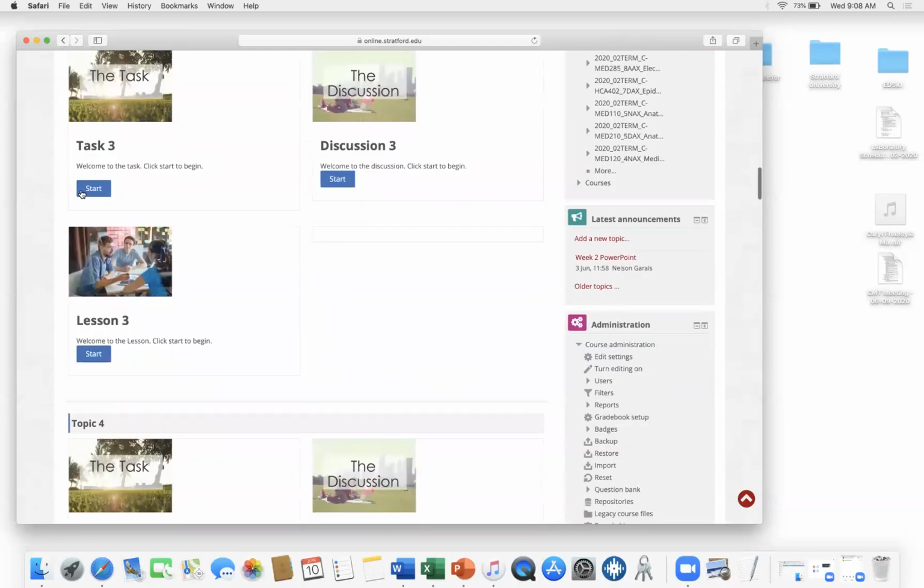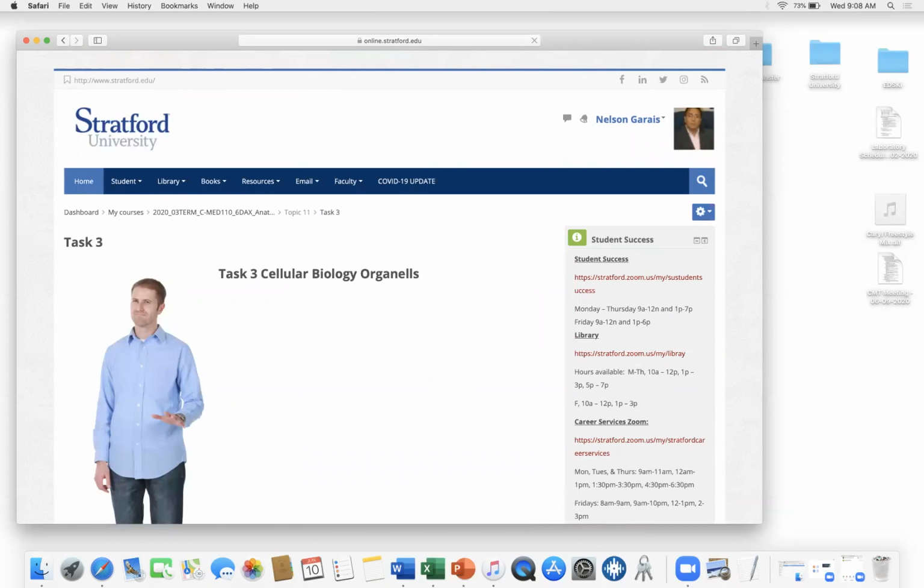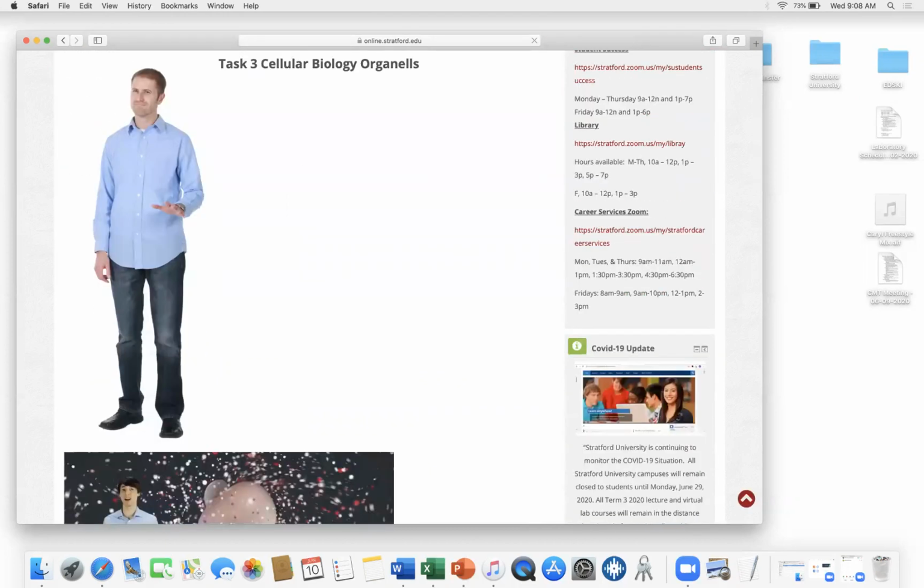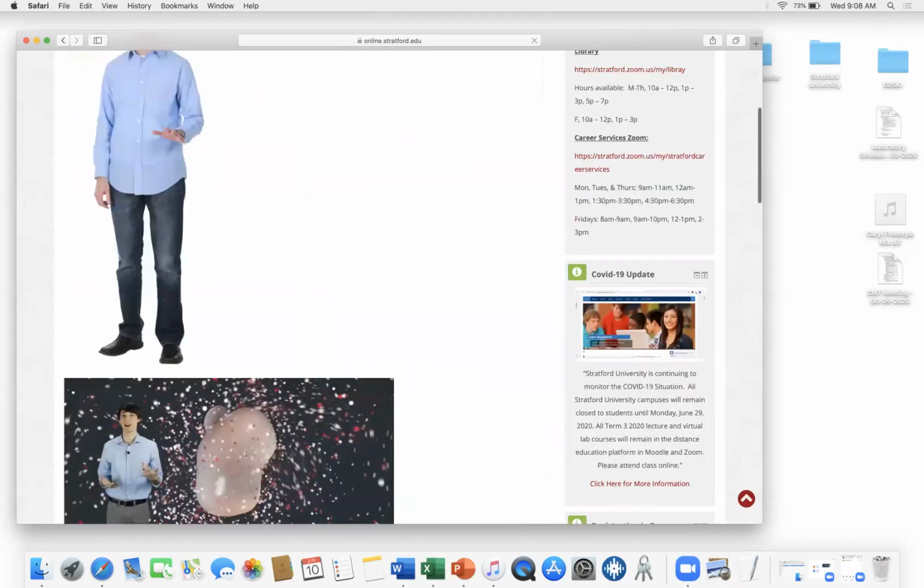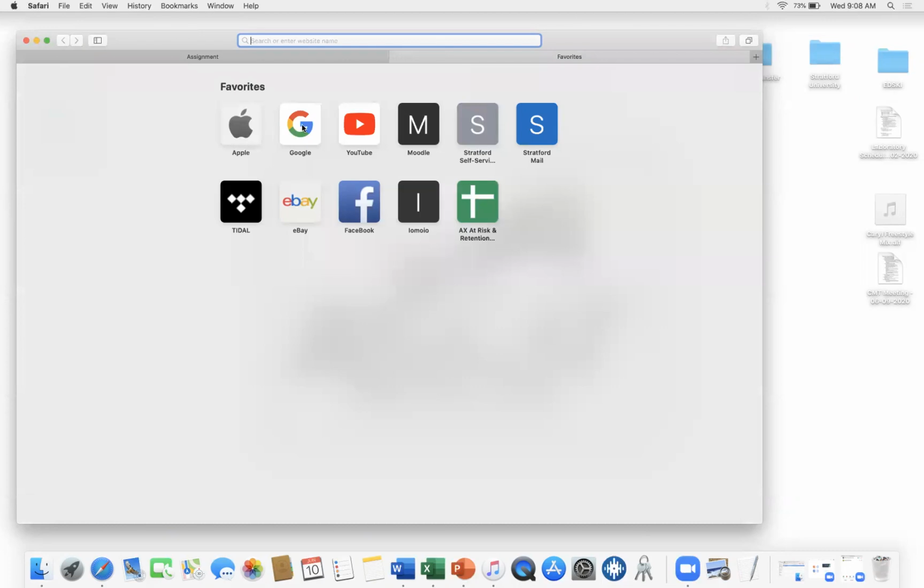So what are we doing this week? Let's look at task 3. We're doing cytology, which is the study of cells and cellular biology and organelles. And let's go back to this picture that we had before.